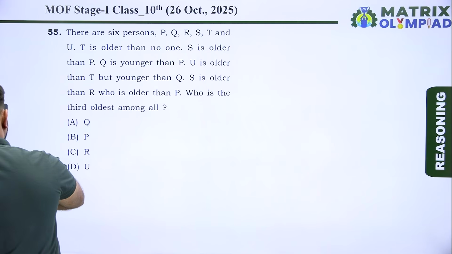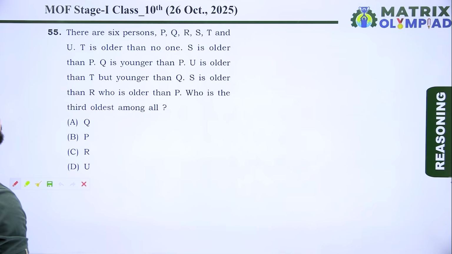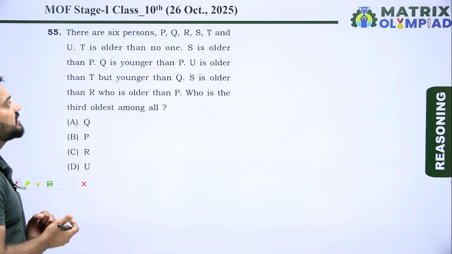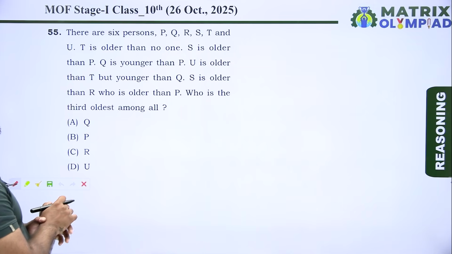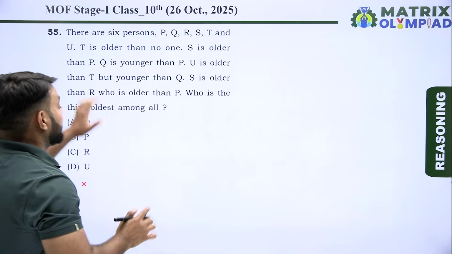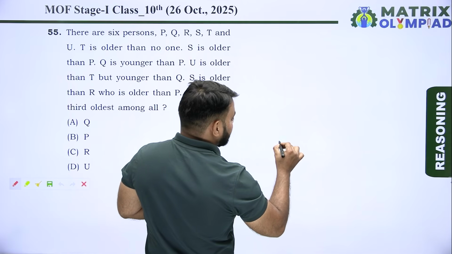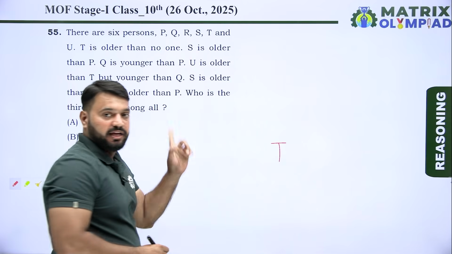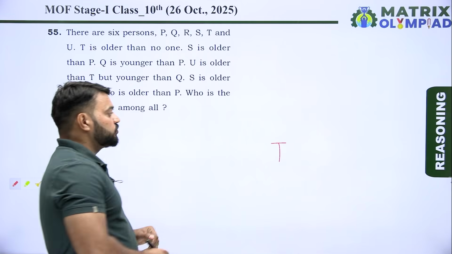So now next question is question number 55. There are 6 persons P, Q, R, S, T and U. T is older than no one. It means T is the shortest person among them. T इन सब में से सबसे छोटा है.